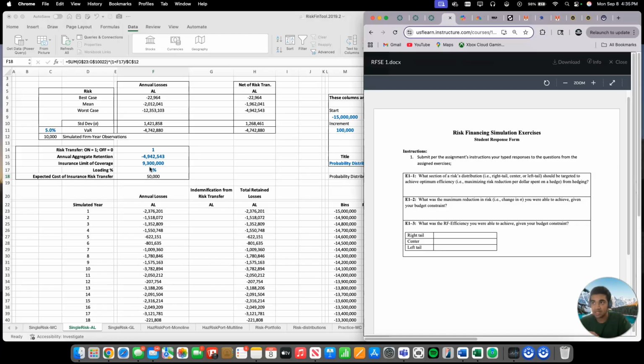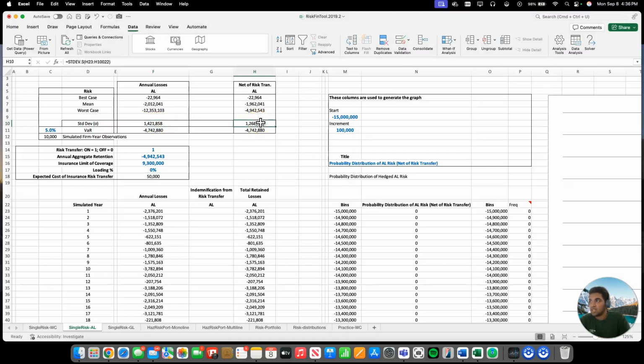What this question is asking is what type of insurance or what kind of scenario should we focus our insurance efforts on? And it's just like the first practice exercise. The second question, what is the maximum reduction in risk? Remember, the reduction in risk is this number, the standard deviation, minus this one. See how there's a difference here? You do the subtraction, and you get a number. And that will be your reduction of risk.